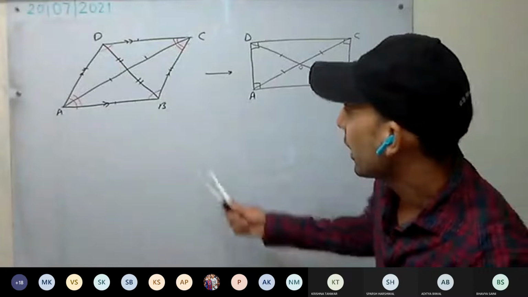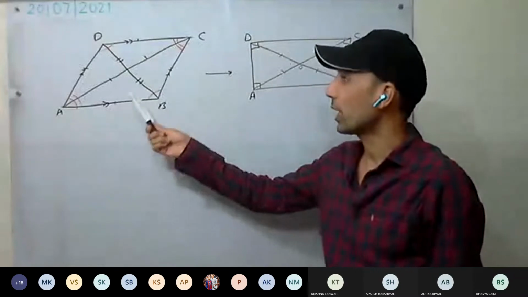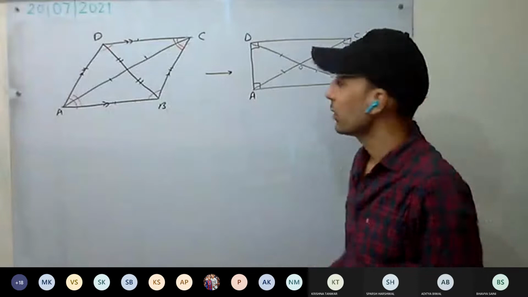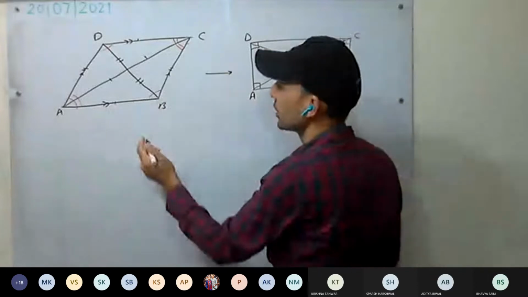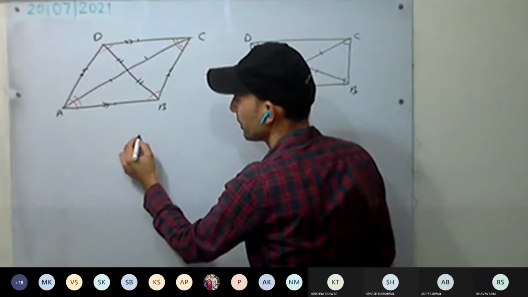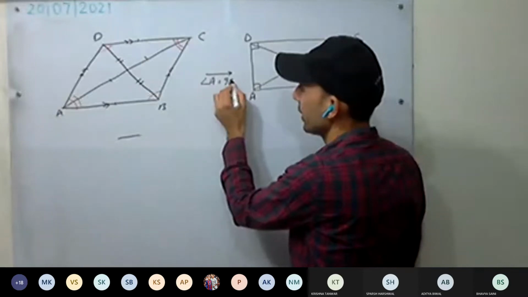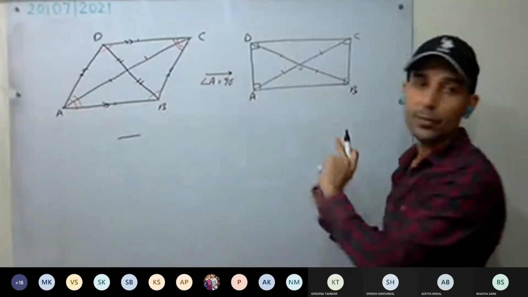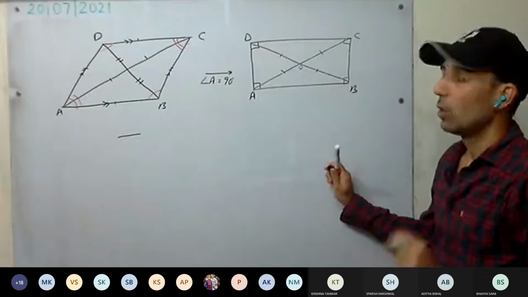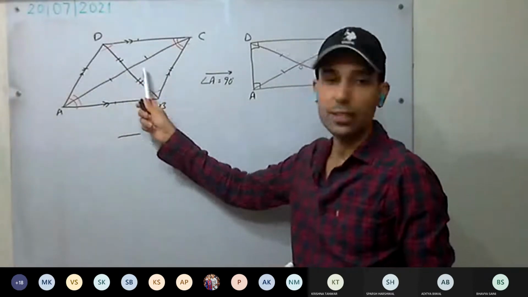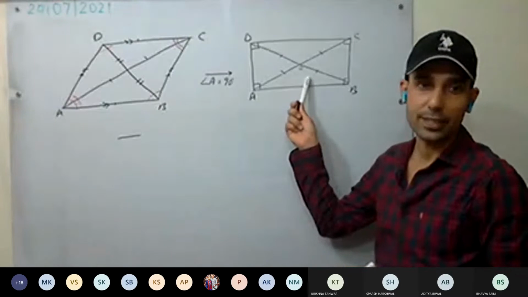Now, if I make adjacent sides in parallelogram equal, that is, if I make AB equal to BC, what will this figure become? Here I am making any angle equal to 90 degree. It means all the angles will become 90 and it will become rectangle. Or if I make both the diagonals equal, it will become rectangle.